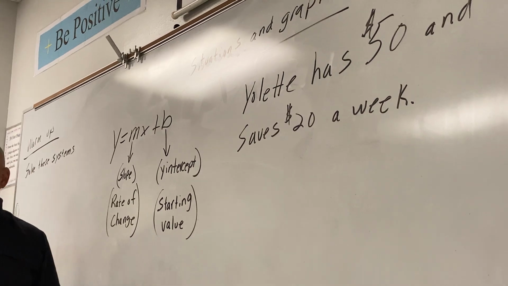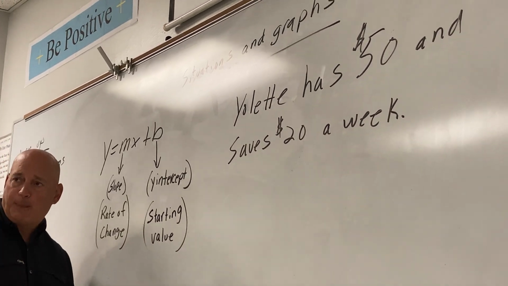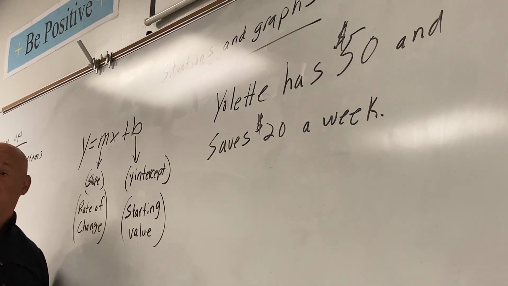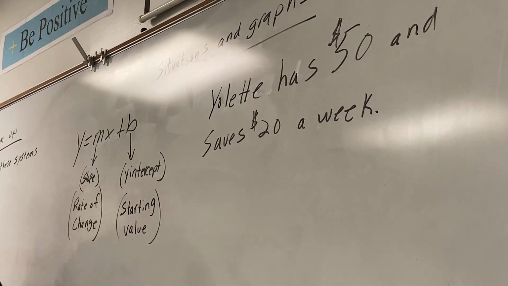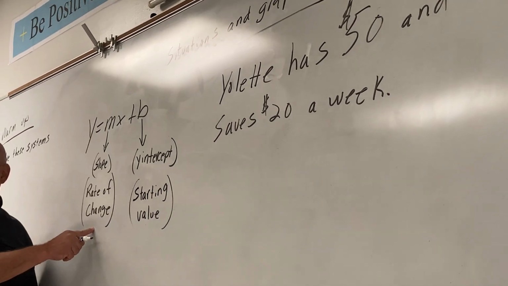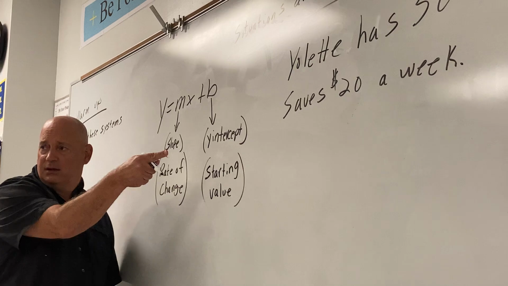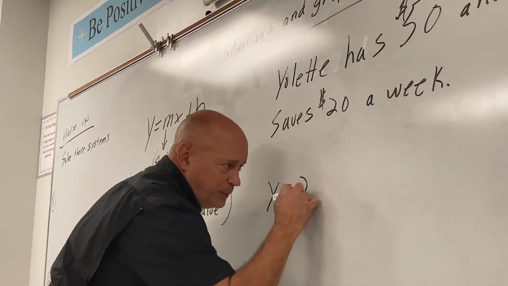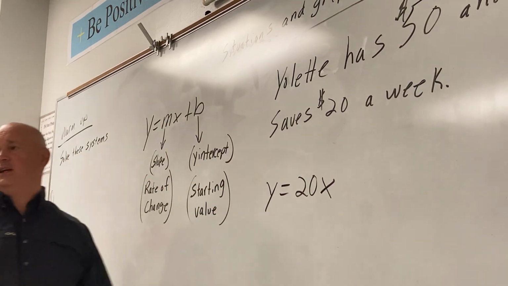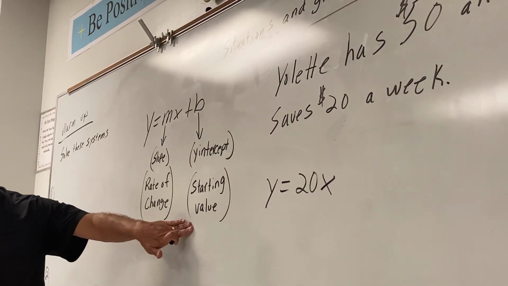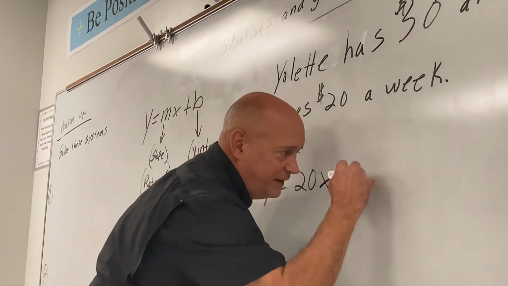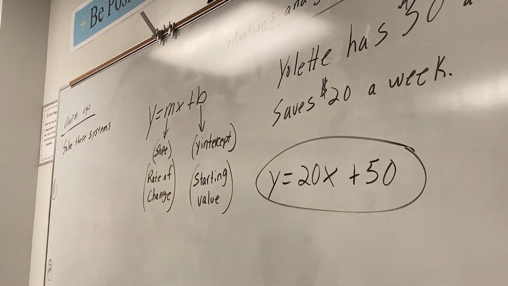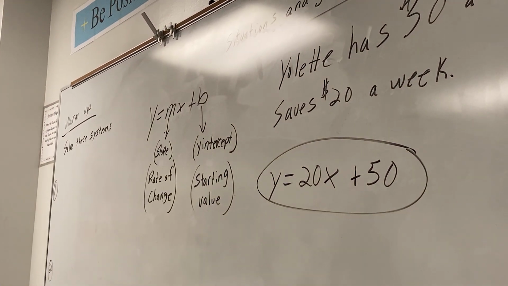So, Crosby, what are you thinking? The rate of change would be 20 and the starting value would be 50. So he thinks the rate of change is 20. Is it changing by $20 a week? You'll agree with Crosby? I do too. So the slope or the rate of change is going to be 20x. And then what did she start with? 50. So we need to add 50. And that would be the equation for Yolette, starting with $50 and saving $20 a week.